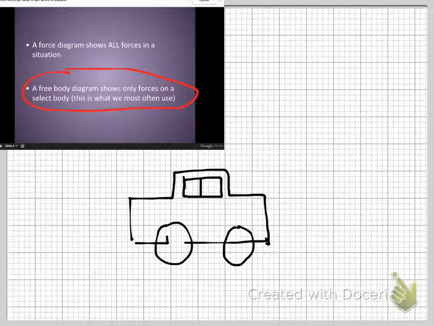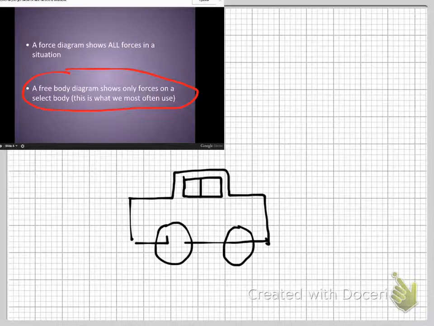So a free body diagram isolates one object. And with that one object, we draw just the forces acting on that object, and we don't draw anything else. So we have this car. We don't draw the weight of the occupant. We don't draw the occupants. We don't draw the butterfly. We don't draw the wall.